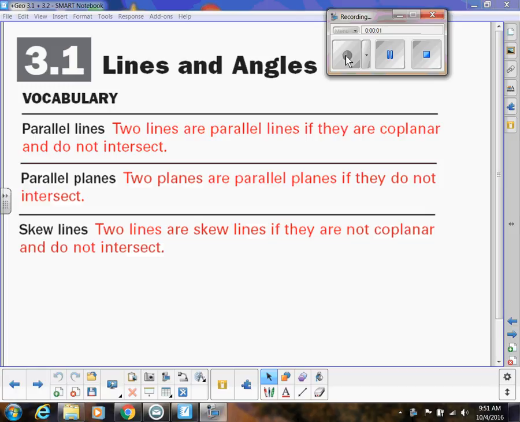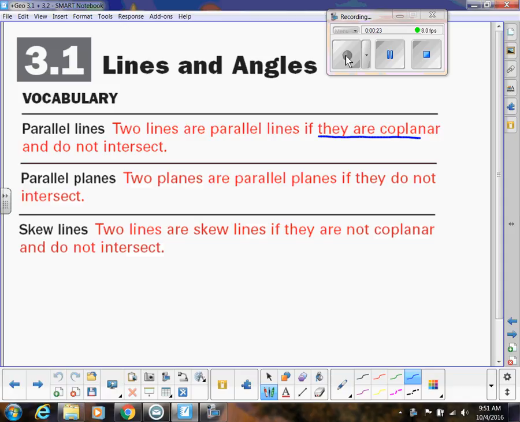So far in this unit, we've been looking at proofs for segments and angles. In these next two videos, we're going to be looking at relationships between lines and relationships between lines and angles. So in this first one, let's look at parallel lines. We know two lines are parallel if they are coplanar and do not intersect. I really want to make sure you understand that parallel lines must be coplanar and they never intersect.